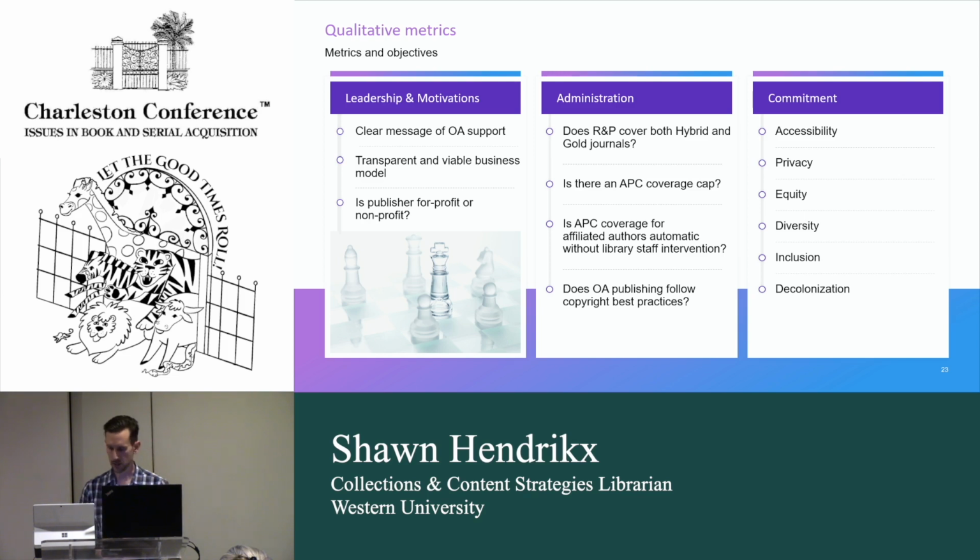And under the administration column, I'll add that for us, an APC coverage cap is a deal breaker. We don't want to put a limit and say no to authors when we've told them that their APCs are going to be covered. And we don't have an APC fund because when we tried that, we blew through it within a couple months. And we don't want to pick and choose who gets their APCs covered. So as long as they qualify and they're affiliated with Western, then they should get it.